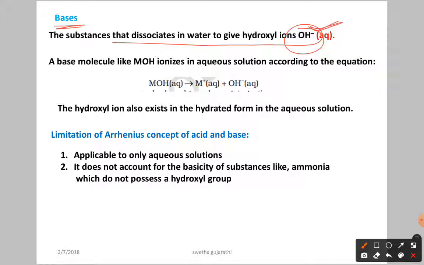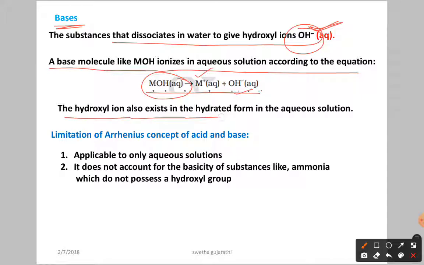Now a base molecule like MOH ionizes in aqueous solution according to the equation. How does it ionize? If you take the example MOH, it gives M plus and OH minus. The hydroxyl ion also exists in hydrated form in aqueous solution. What does hydrated form mean? For example, we have the OH minus ion, this is a hydroxyl ion.